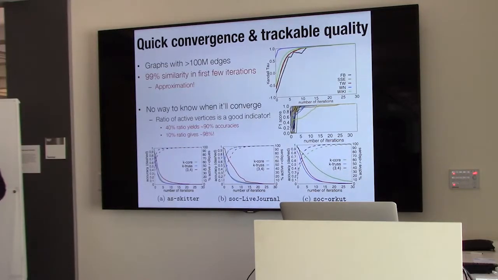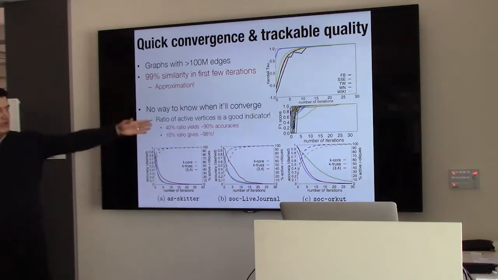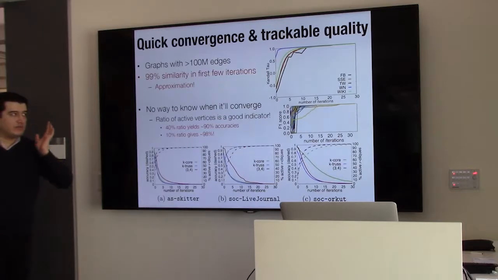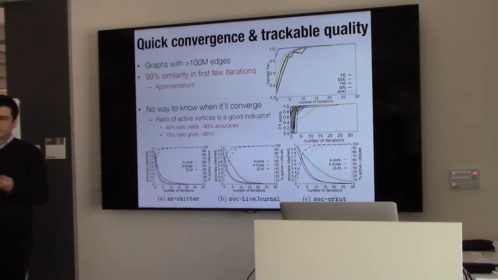So one problem is, of course, you don't know when it's going to converge, right? You have no idea whether that wiki network will converge in 100 steps or maybe 1,000 steps. And we have a good indicator to watch the amount of convergence during the computation, which is the ratio of active vertices in the core case. So you basically watch how many vertices are active in a given timestamp, meaning how many vertices are computing the H-index of themselves.